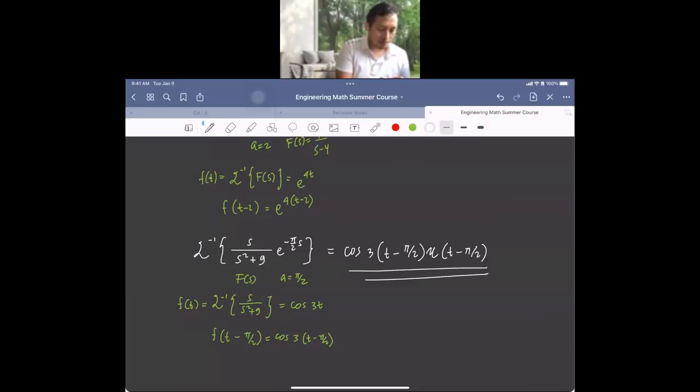And remember that cos 3 times t minus pi over 2 we can transform to sine 3t, right? Because it's a pi over 2 addition or subtraction, we can transform it to sine 3t using the formula for cosine.